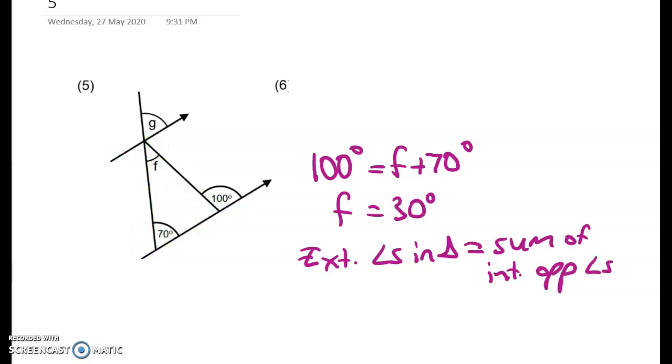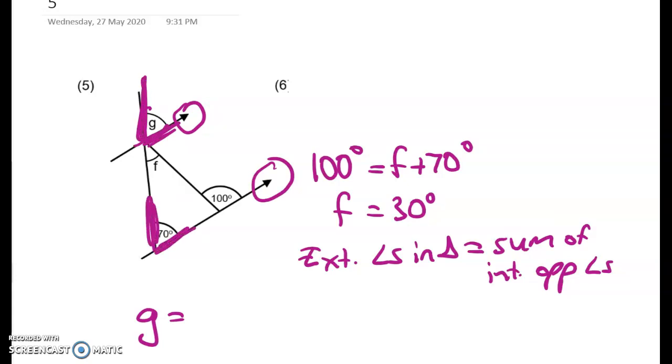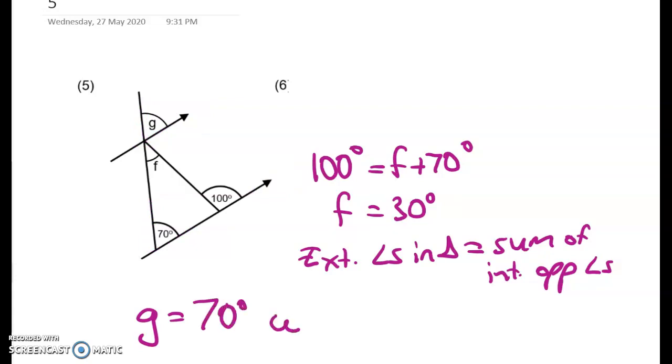Now what about G? Is that easy or hard to find? Well, it's really easy, right? We've got parallel lines shown here. So G, this angle here, is in the same position as this angle here. That makes them corresponding angles around parallel lines. So G is equal to 70 degrees. Corresponding angles, parallel lines are equal.